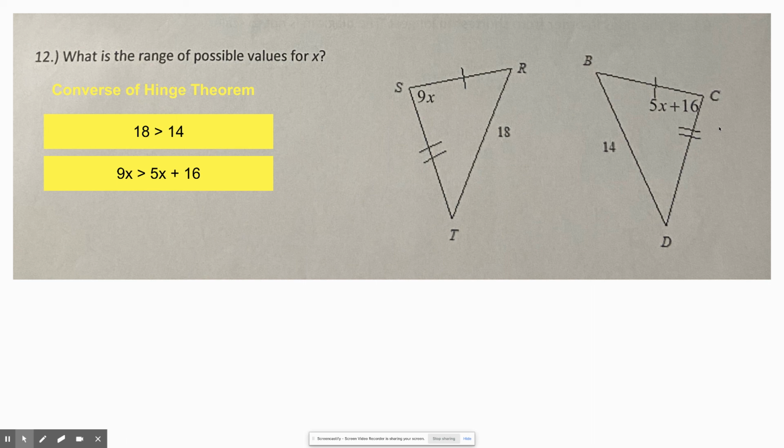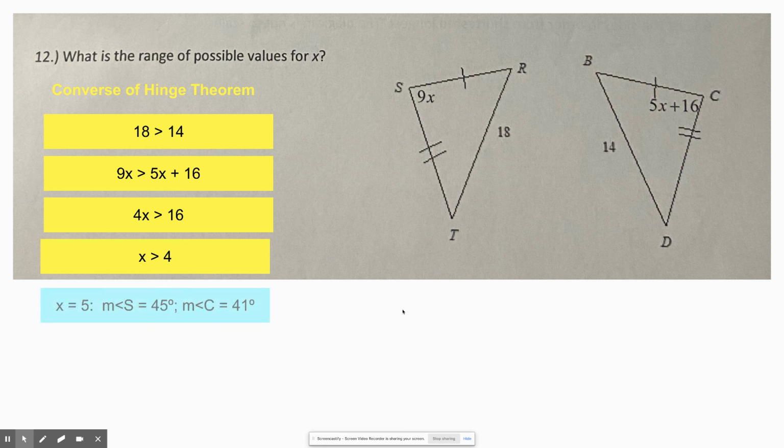And using your algebra skills, you're just going to subtract 5x from both sides. And to get x by itself, we're going to divide by 4. And we get x is greater than 4. So that is the inequality. That is the range of possible values for x. So give me a number bigger than 4.